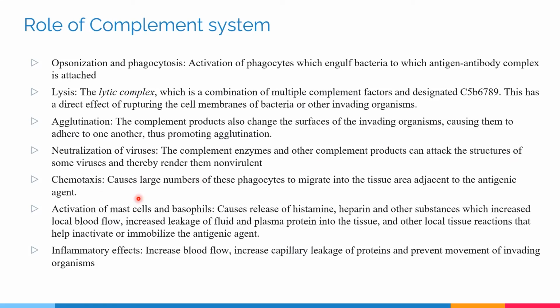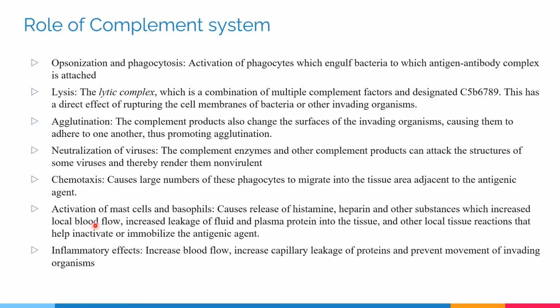Chemotaxis. The complement system can cause large numbers of phagocytes to migrate into the tissue area adjacent to the antigenic agent and thus act as a chemotactic source. Thus, they call the various phagocytes to their location and have them engulf the foreign particles.